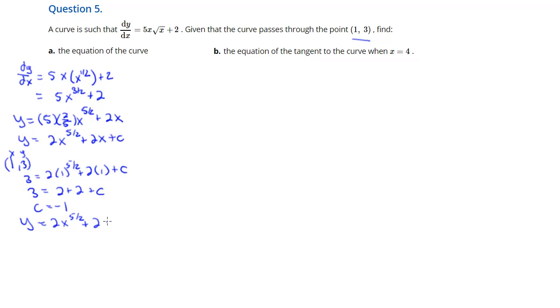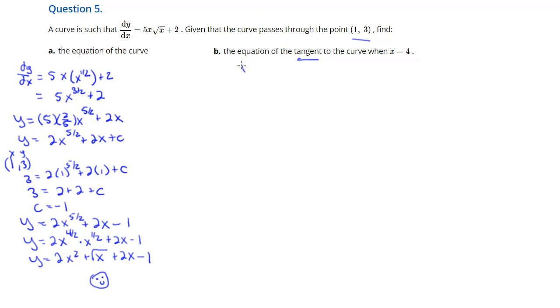Now, you may have noticed in the back of the book that they broke this apart. x to the 5/2, that's the same thing as x to the 4/2 times x to the 1/2, because I just add the exponents. And when I do that, x to the 4/2, that's going to be x squared. And then x to the 1/2, that's going to be square root of x, plus 2x minus 1. And there we go.